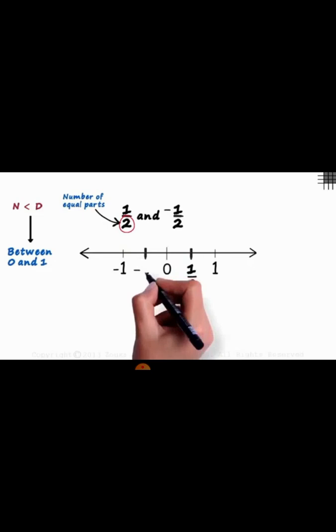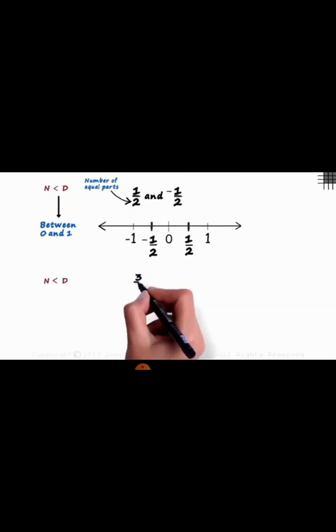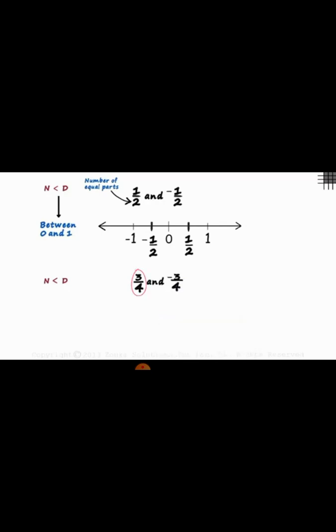We can follow the same procedure to show -1 by 2 on the left of 0. Divide it into 2 parts and mark it as -1 by 2. Just as integers have corresponding values, rational numbers also have corresponding values. -1 by 2 corresponds to 1 by 2. Let us look at another example where numerator is less than denominator. We have to plot 3 by 4 and -3 by 4. Let us plot 3 by 4 first.